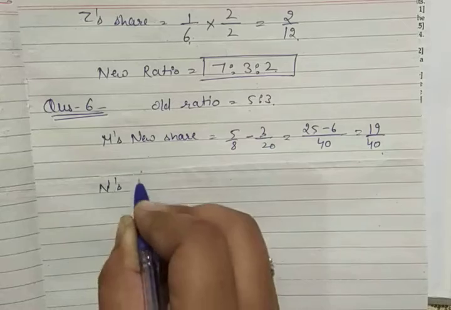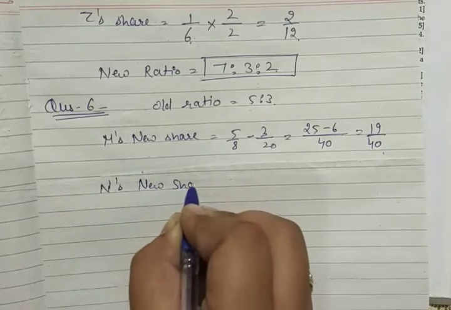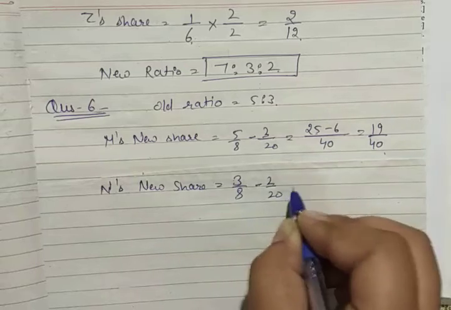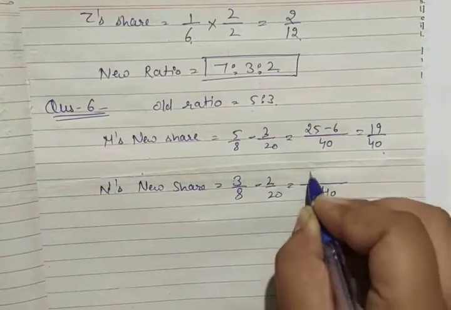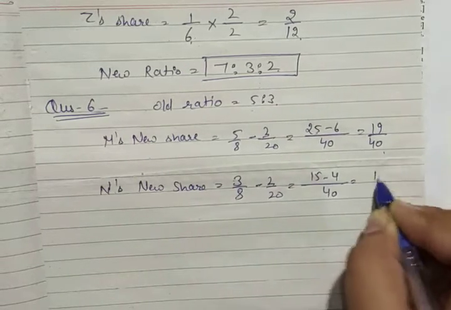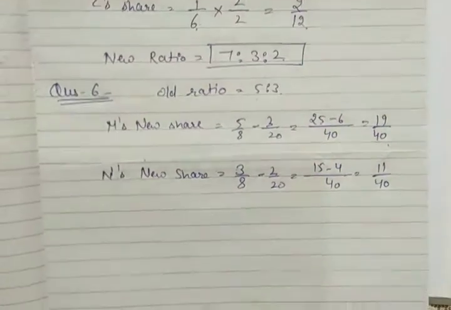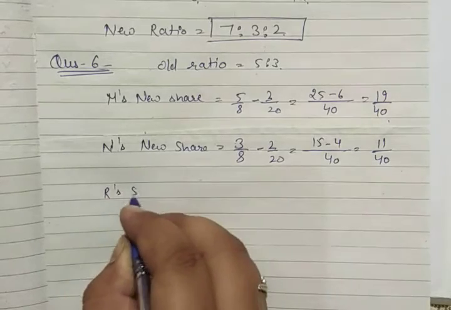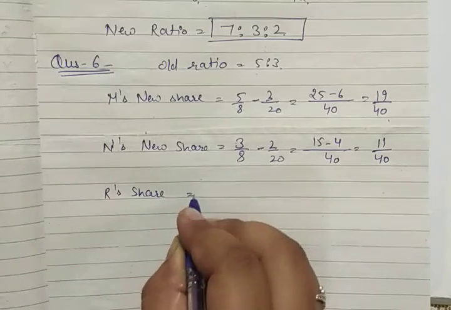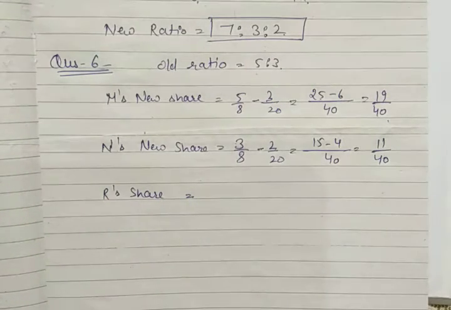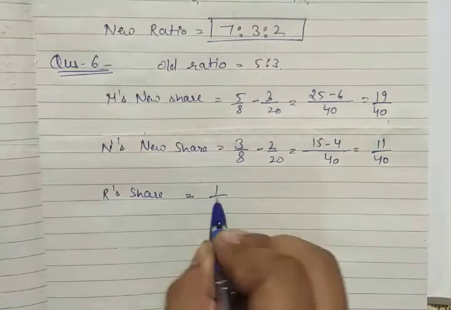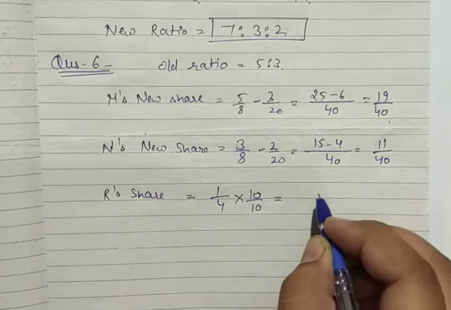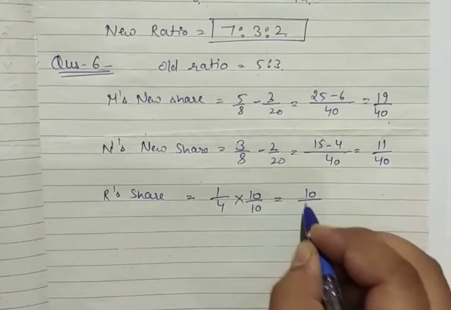Now come to N's new share. N's new share will be old, that is 3 by 8 minus sacrifice, that is 2 by 20, and this becomes 40, 11 by 40. Okay, now we have to just equate it with R's share, and R's share is given as 1 by 4, and we have to equate it with 40, so multiply it by 10, 10 by 10, so it will become 10 by 40.